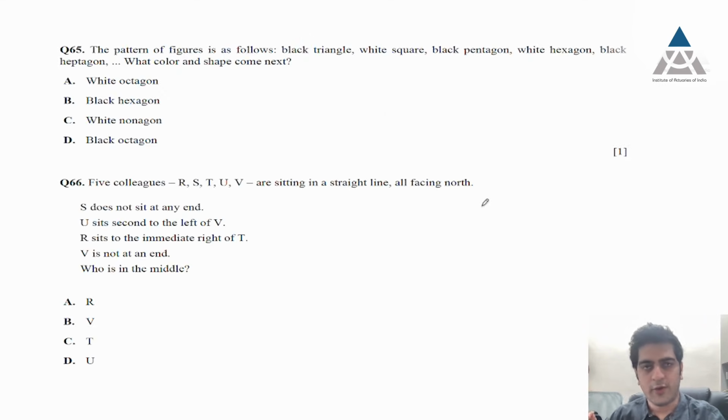So, a relatively straightforward 1-mark question. All you need to be aware of is, first, what is the name of an 8-sided figure? That's an octagon. Okay. With that, we move to the next question, that is question 66.